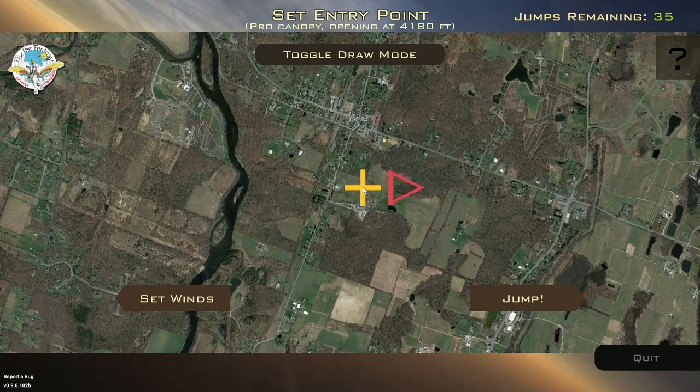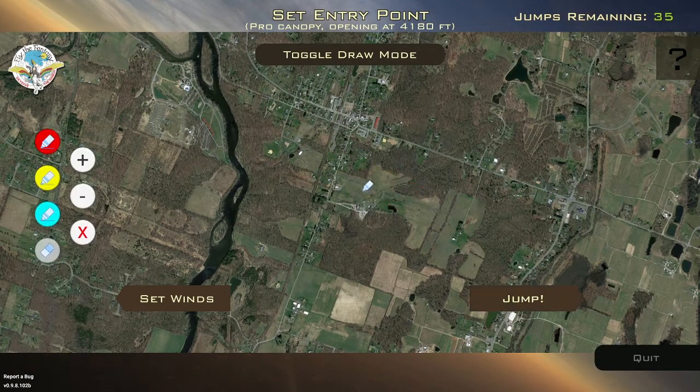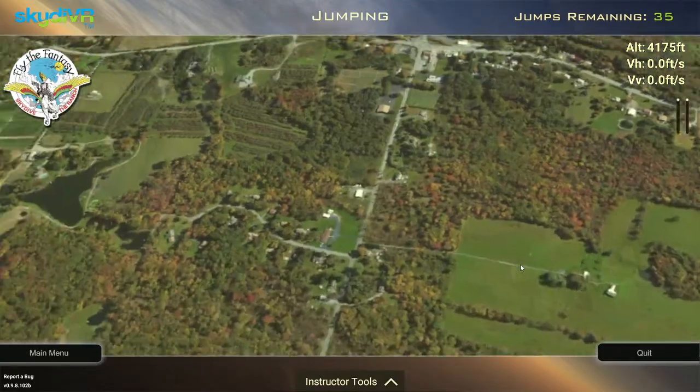And in this case, let's set the entry point right over the top. So again, we're going to go from here out to here, right? Downwind, base, final. That should be about right. Let's hit it.